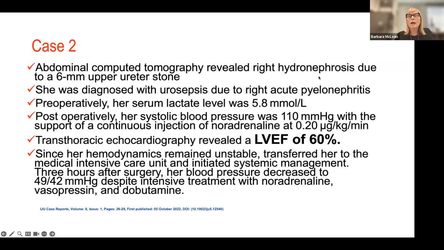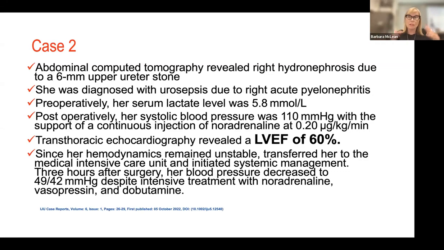Okay, so she gets an abdominal CT, and similar to our second patient, she has hydronephrosis. Her kidney is quite engorged because she's got a really big ureteral stone. Diagnosed with urosepsis due to that right pyelonephritis. They take her off to the OR. Her lactate level is 5.8.